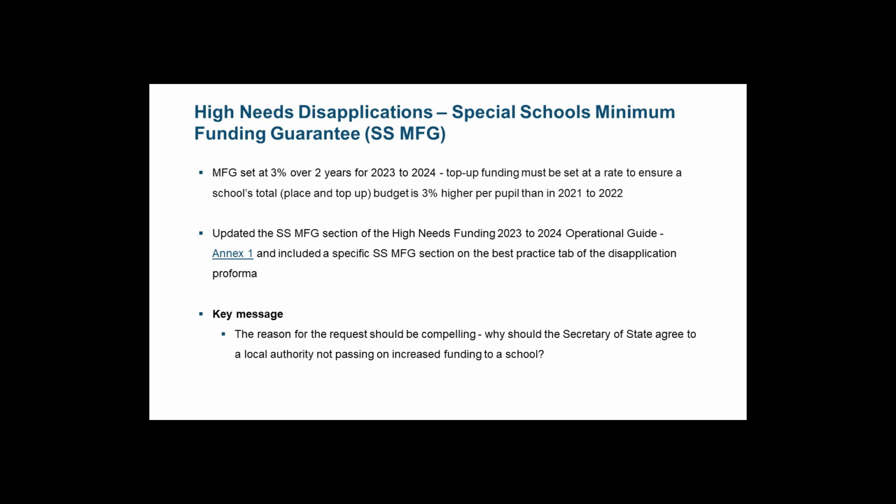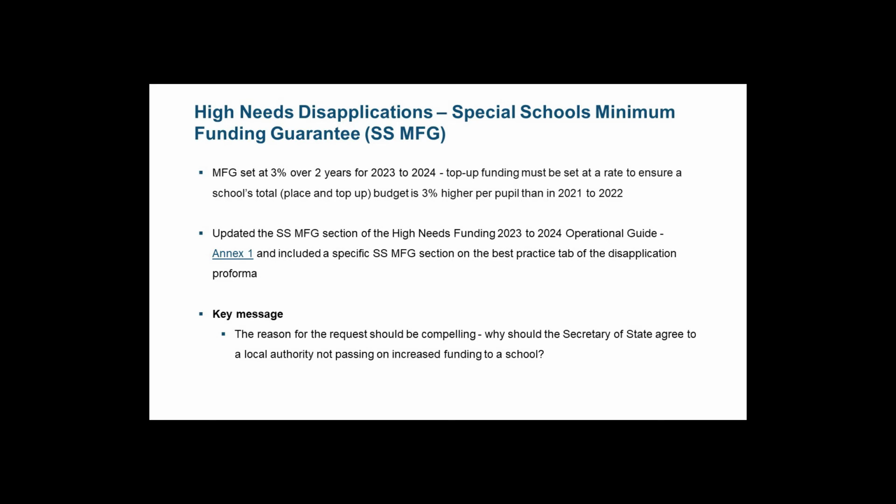So I'm going to focus on one type of high needs disapplication request, and that is the Special Schools Minimum Funding Guarantee. This has been set at 3% over 2 years for 2023 to 24. And top-up funding must be set at a rate to ensure a school's total, so that's place and top-up, budget is set at 3% higher per pupil than 2021 to 22. Examples can be found in Annex 1 of the High Needs Operational Guide, including the template of how we would like the financial modelling to be set out, which should form part of the supporting information for your disapplication request.